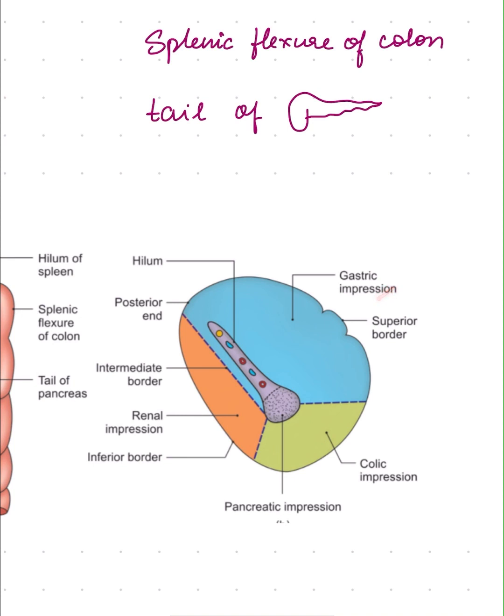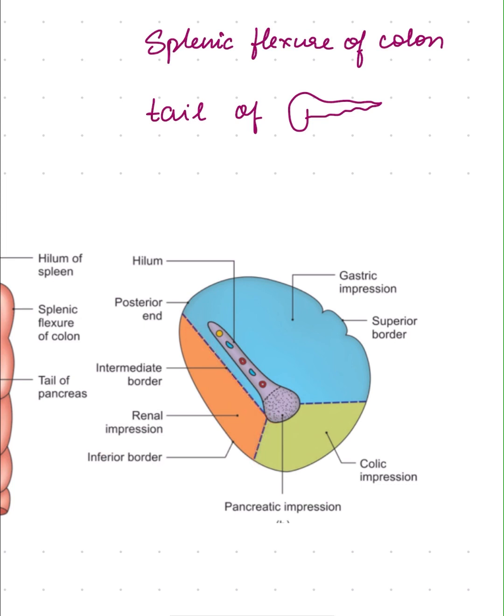So gastric impression, it is for the fundus part of the stomach. It is between the superior border and the intermediate border of the spleen. It is concave, and it's the largest impression. You can see it occupies a large space on the spleen. So that is gastric impression. Coming to the renal impression, it is for the left kidney over here, this part. It lies between the inferior and the intermediate border of the spleen.